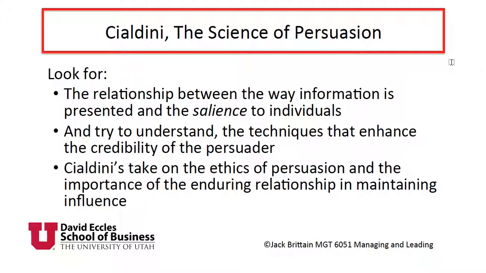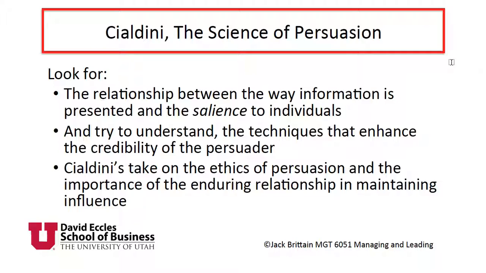I'd like you to also look for and try to understand the techniques that enhance the credibility of the persuader. Again, this is another elaboration on the social information processing model: part of the information that people are processing is attributes of the person who is sharing information with them, and they are deciding whether to listen, pay attention, and how they're going to weight the information provided by the persuader. So there's a credibility judgment factor that he's also talking about, and it's embedded in his argument.